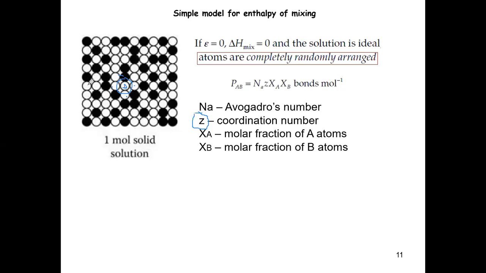So if I know that I'm sitting at an A atom, and I know the coordination is Z, then in general, on average, what's going to be the number of B atoms as neighbors for a randomly selected A atom? That will be proportional to the mole fraction of B. There's going to be Z, because Z is the total number of neighbors, right? And among this number of neighbors, how many are B?